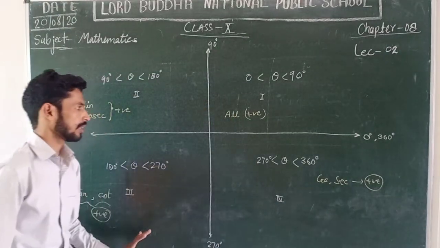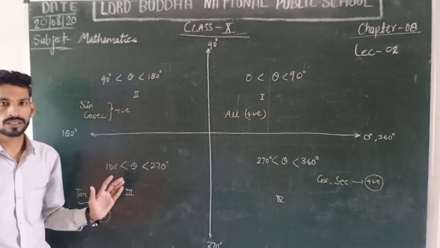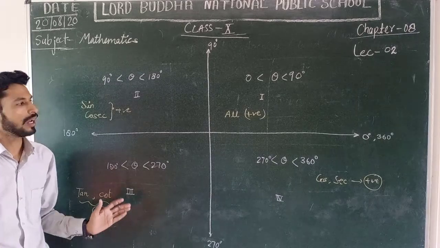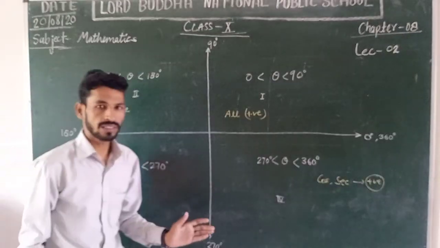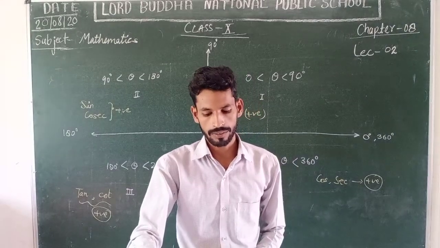In the next video lecture we will start with the topic of sign conversion of the trigonometric ratios, and then we will discuss all the quadrants to find the values of the angles.